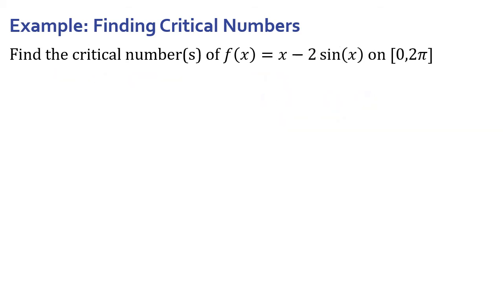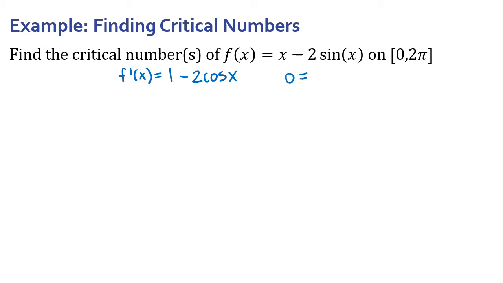Let's look at another example. Find the critical numbers of f of x equals x minus 2 times the sine of x on the interval from 0 to 2 pi, including both 0 and 2 pi. So again, let's first find the derivative. The derivative of x is 1, and the derivative of 2 sine x is 2 cosine x. So the cosine function is always defined on all real numbers, so this derivative will never be undefined. So we need to figure out where this is going to equal 0.